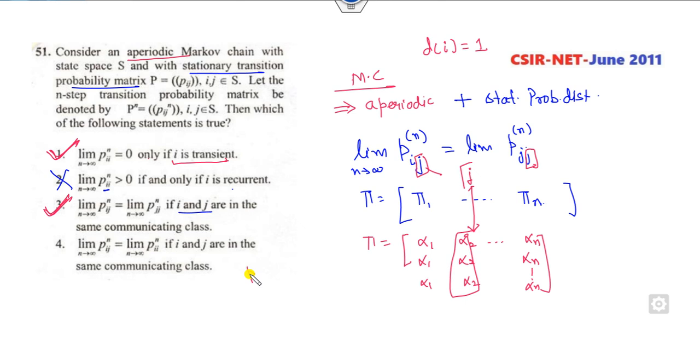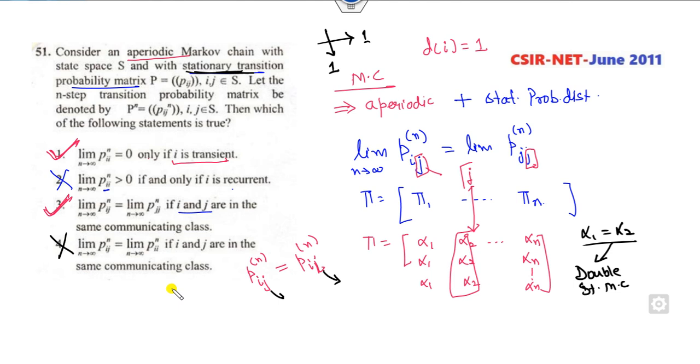The last option is p_ij(n) equals p_ii(n). Now again he says they have the same probability, that is, alpha 1 is equal to alpha 2. When will this happen? This happens only when it is a double stochastic Markov chain. But he said only that it is a stationary distribution. They are not talking about the row sum and the column sum both being 1. So this statement is not generally true. This is true only for the double stochastic Markov chain, but that is not given to you. So the right answer is A and C are the correct options.